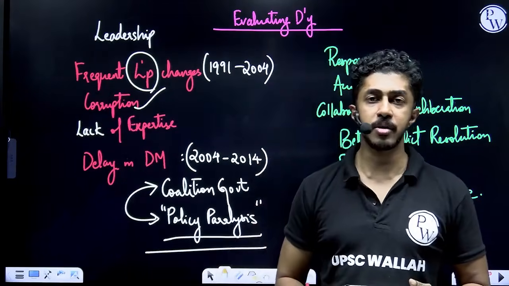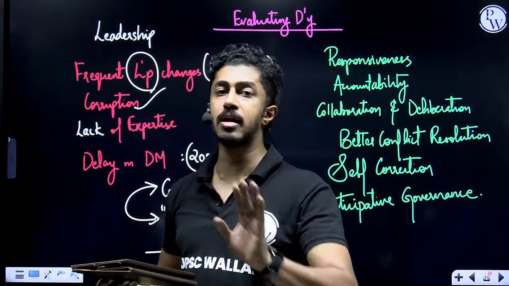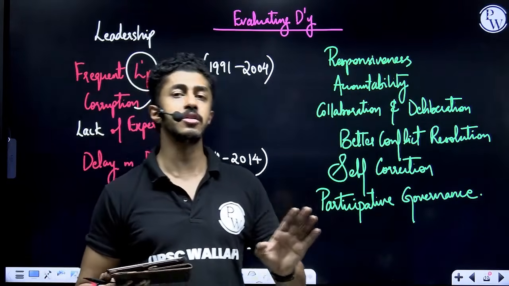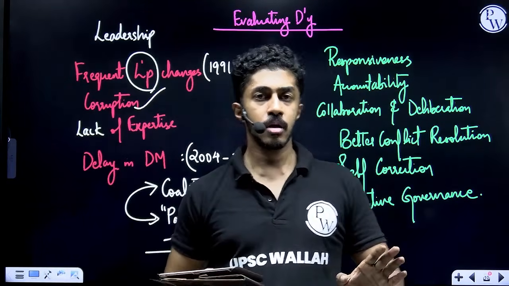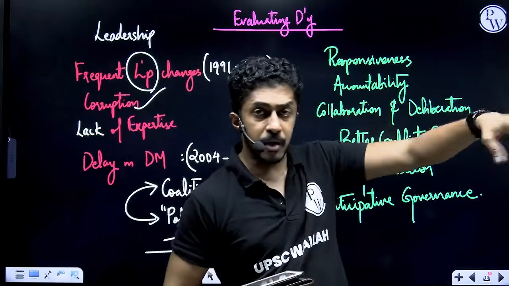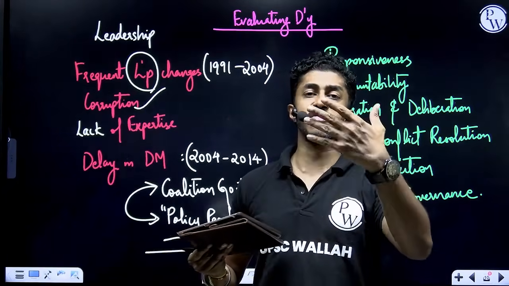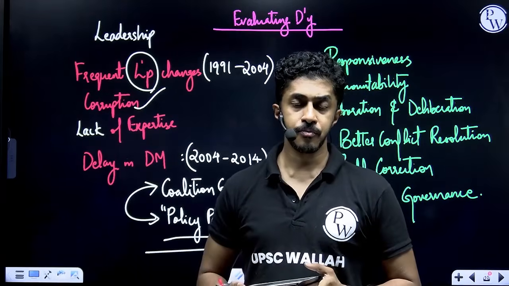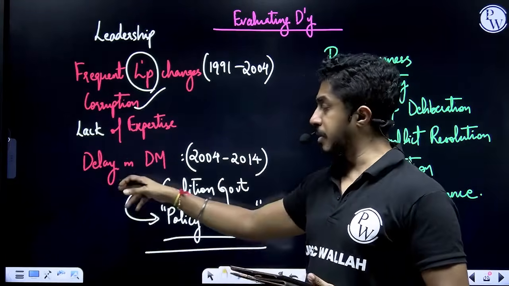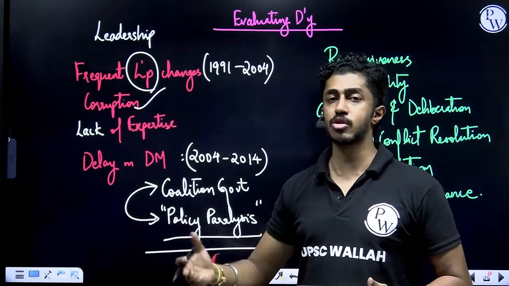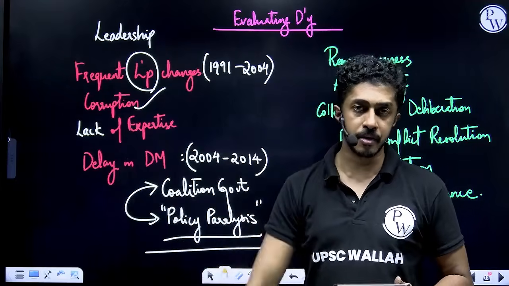Any coalition government. Coalition government means no single party has a majority in the Lok Sabha. So you basically ask other parties also to join with you so that you can form the government. So in such a situation, there will be delay in decision making. Any decisions you take, it will take time for it to get implemented.